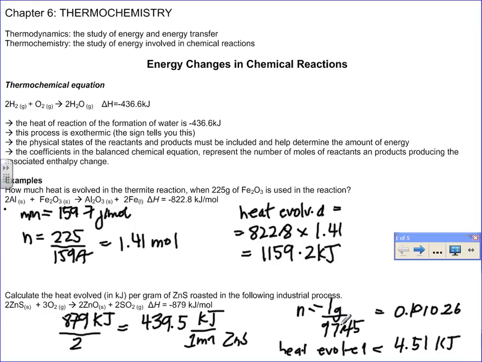You can check that your work makes sense here because one mole is 97, and we've only got part of a mole. So it makes sense that it's only 4.51 kilojoules.